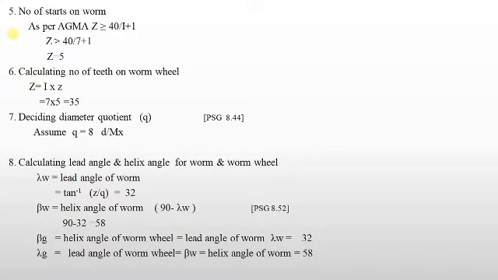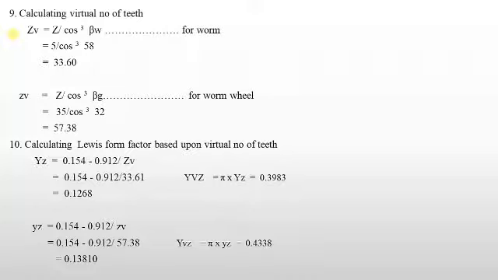Calculating the virtual number of teeth for worm, which is Z equal to Z upon cos cube beta W, and beta W is 58, and the virtual teeth for worm is 33.60. Now teeth for worm wheel is equal to 35 upon cos cube beta G. Beta G is 32 degree. Now virtual number of teeth for wheel is equal to 57.38.